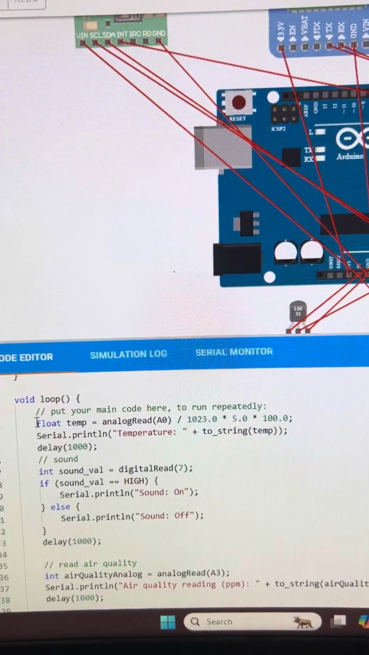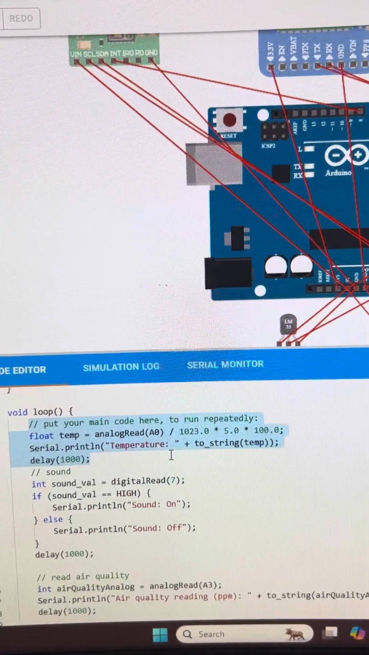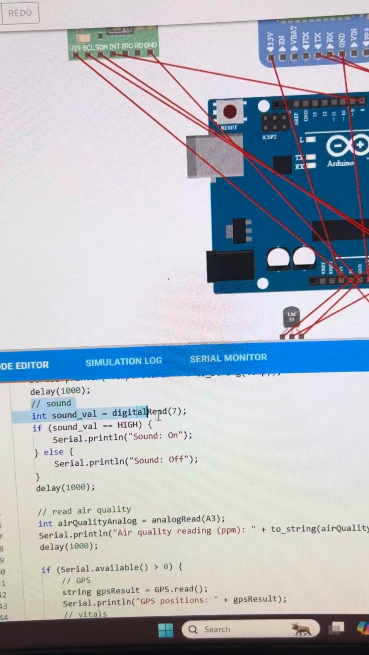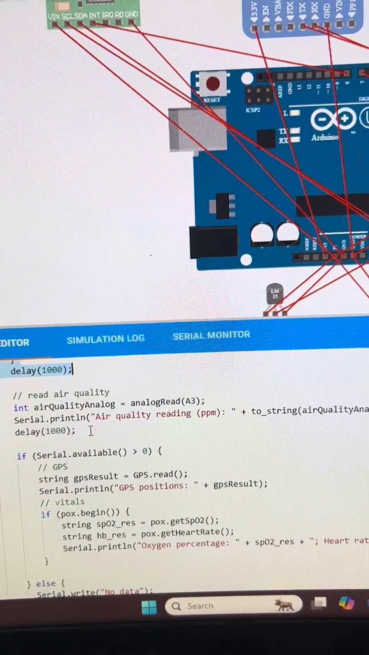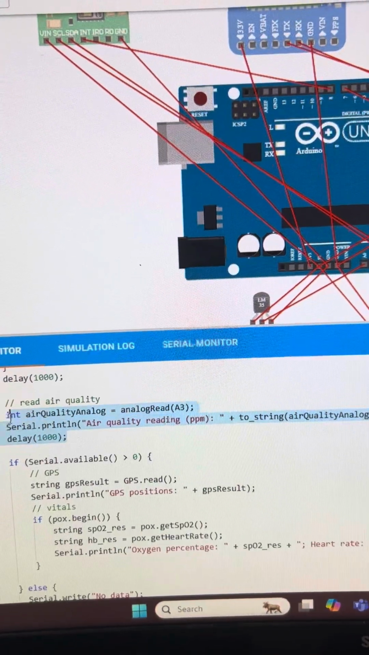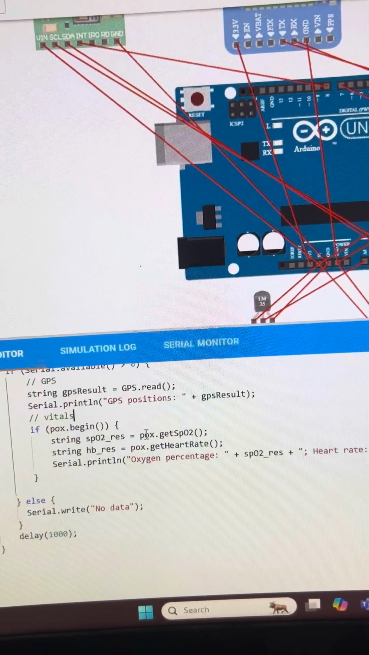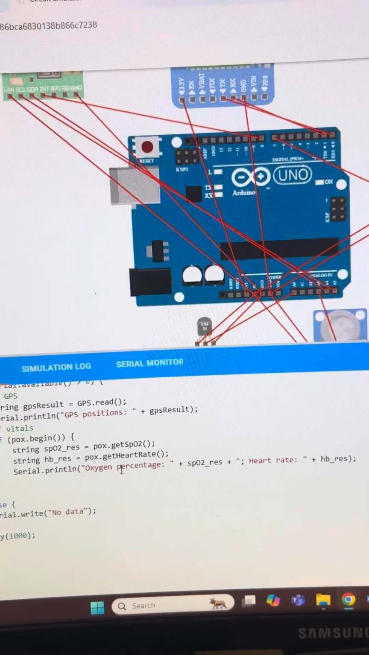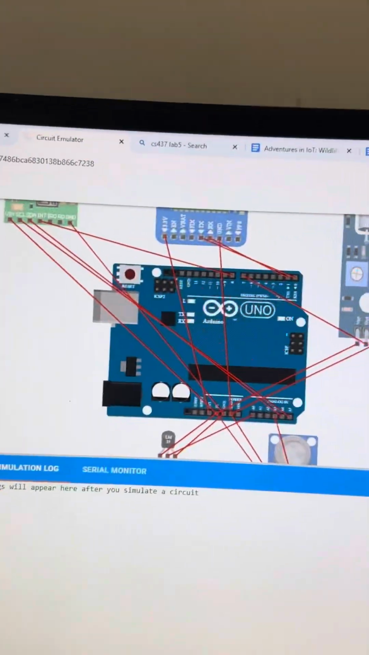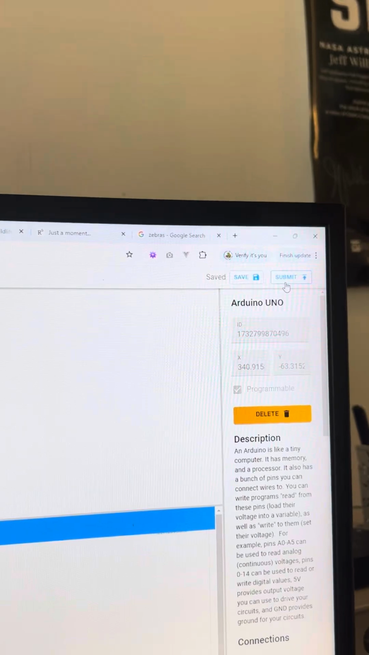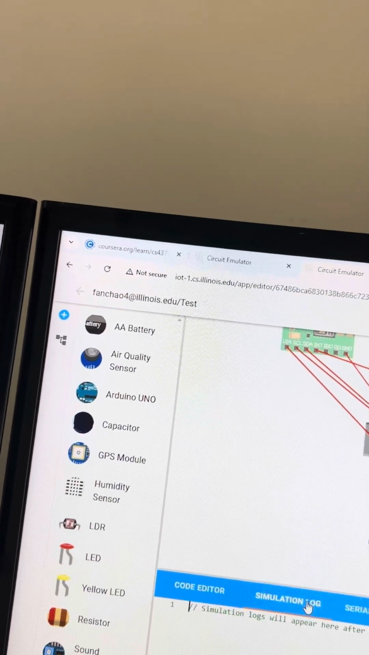For the loops, so firstly we follow the tips to define the temperature, and I will also output the temperature, delay 1000, and then we check the sound to see whether the sound is on and off. Later we will monitor in the simulator. We will also monitor the air quality, so we will also read the air quality. These are the GPS, so we will read the GPS signal, the heart rate and oxygen accordingly. So these are the code, and I can save it and then submit to do the simulation. Okay, for the device. Later we will see the simulation.